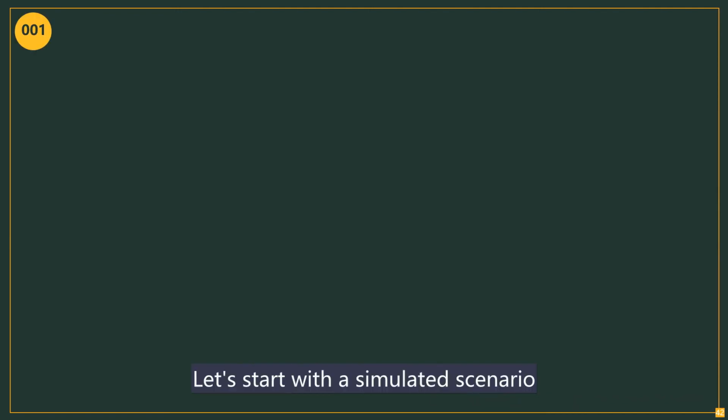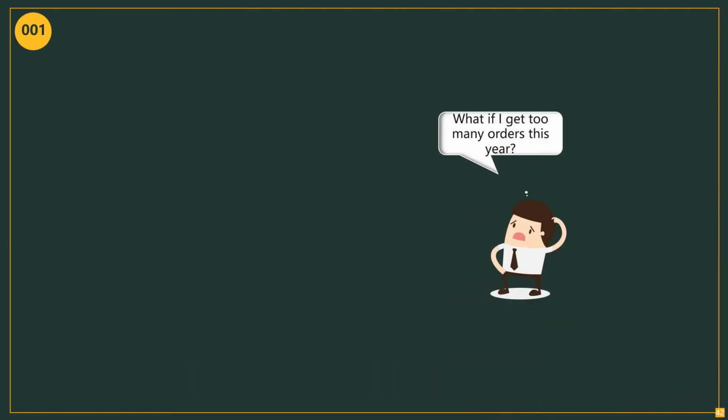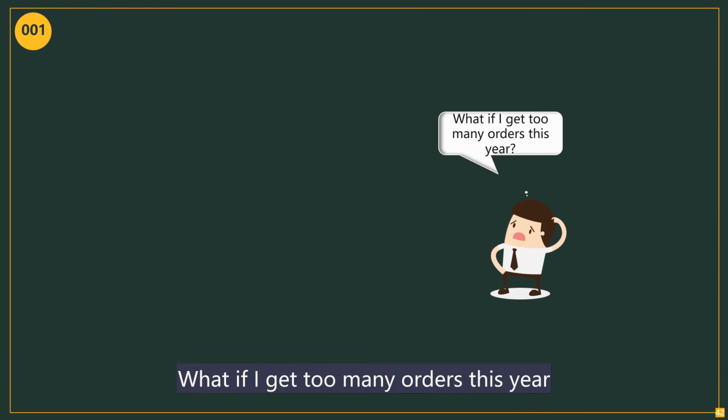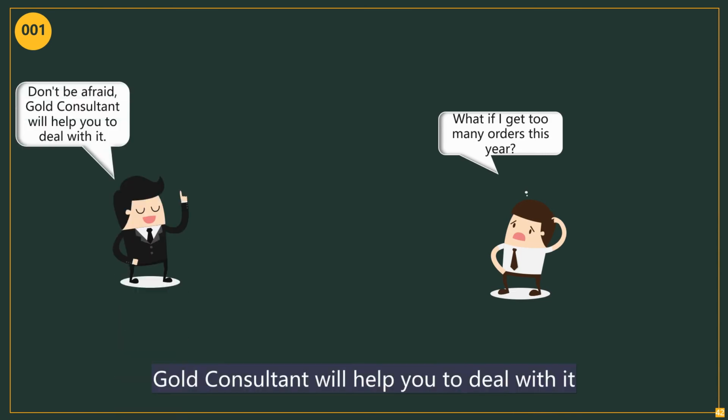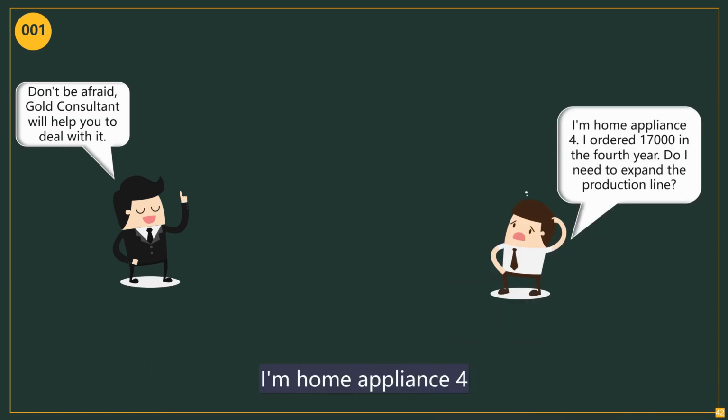Let's start with a simulated scenario. What if I get too many orders this year? Don't be afraid. Bold Consultant will help you to deal with it. I'm Home Appliance Four. I ordered 17,000 in the 4th year. Do I need to expand the production line?